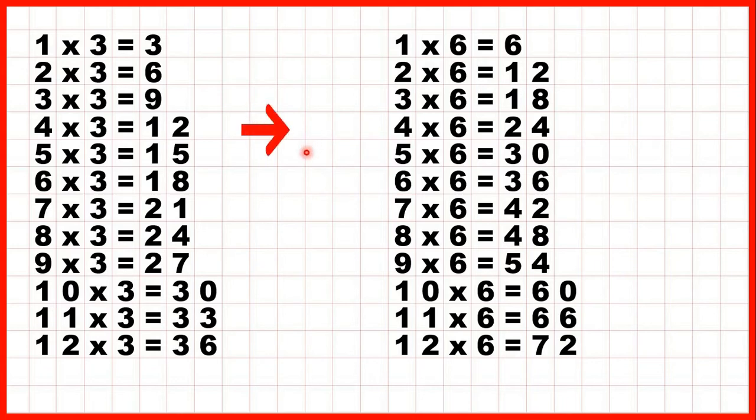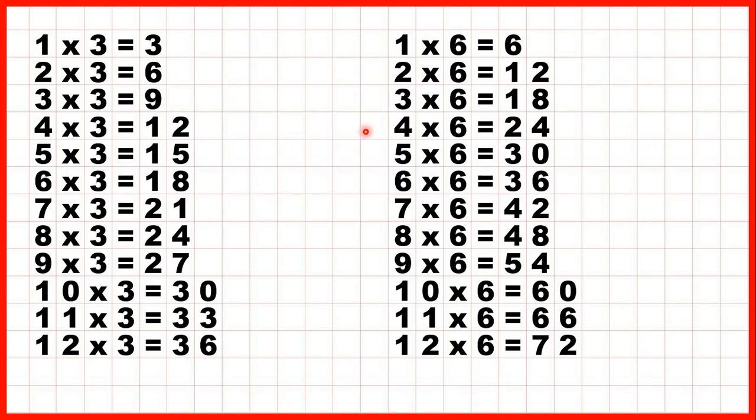Now to see the connection here, we have our 3 times table and our 6 times table written out. If we double what's in the 3 times table, we get what's in the 6 times table. Remember, we double by adding a number to itself or multiplying by 2. So 3 times 2 is 6, 6 times 2 is 12, 9 times 2 is 18, and so on.